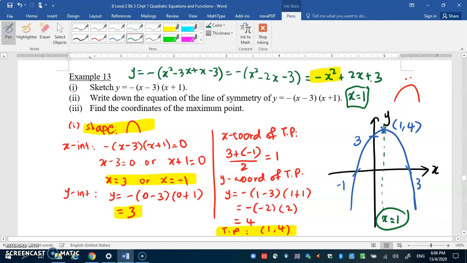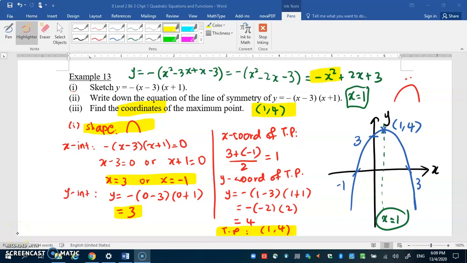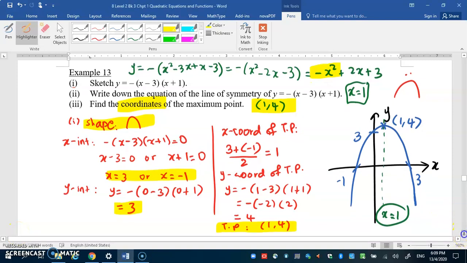That's the equation of the line of symmetry. Part 3 answer is (1, 4). When they say coordinates, please write in brackets x coordinate, y coordinate. Okay, so that's the maximum point. Alright, I'm moving on to the next question.